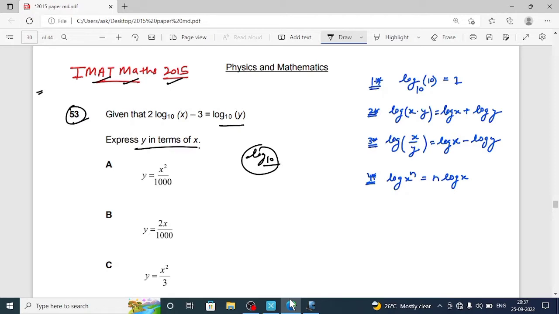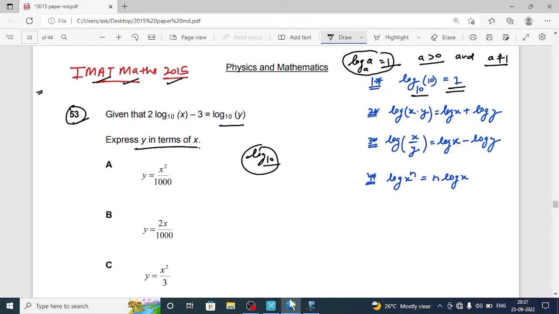For this question, firstly recall the properties of logarithm. Logarithm of 10 with base 10 is equal to 1. Remember this. Actually, logarithm of a with base a is equal to 1, where a is greater than 1 and a not equal to 1. This is a property of logarithm, that logarithm of a with base a is always equal to 1. In our case, logarithm of 10 with base 10 equals 1.